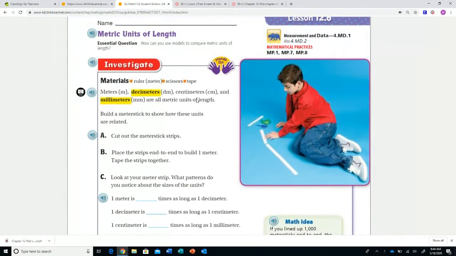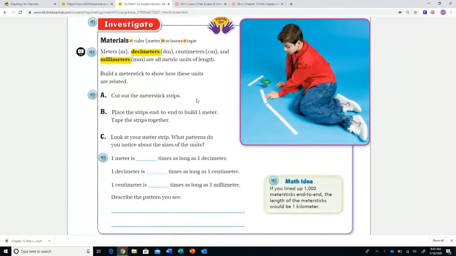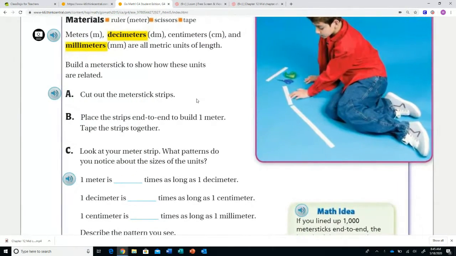So you have a hands-on investigation here. It is up to you if you want to do this. I'm going to read through it and help you answer the questions. So here's some vocabulary. Meters, which are abbreviated with the lowercase m. Decimeters, dm, which are used very, very rarely. Centimeters, cm, these are much more common. And millimeters, mm, also more common. These are all metric units of length.